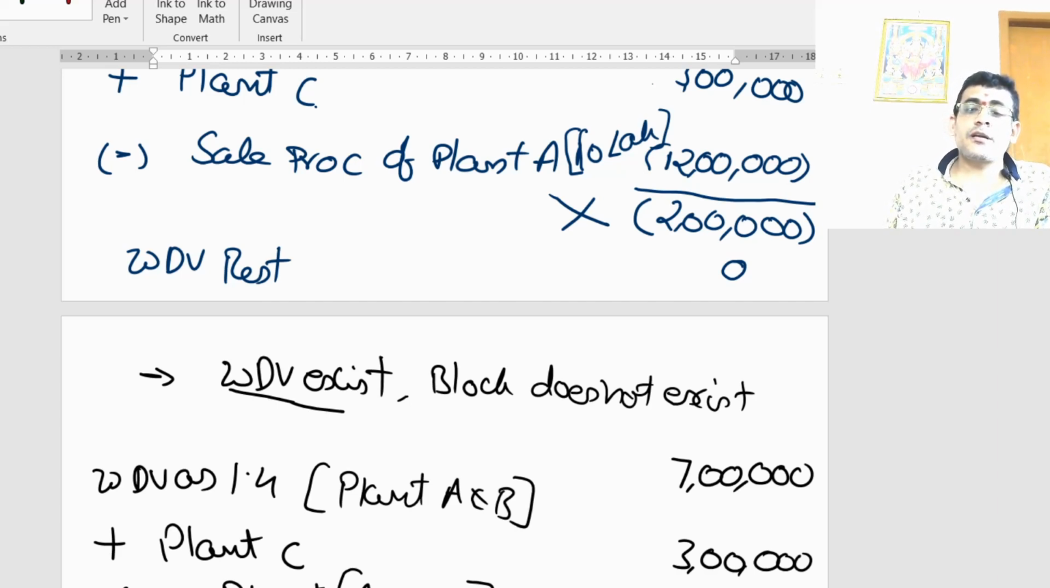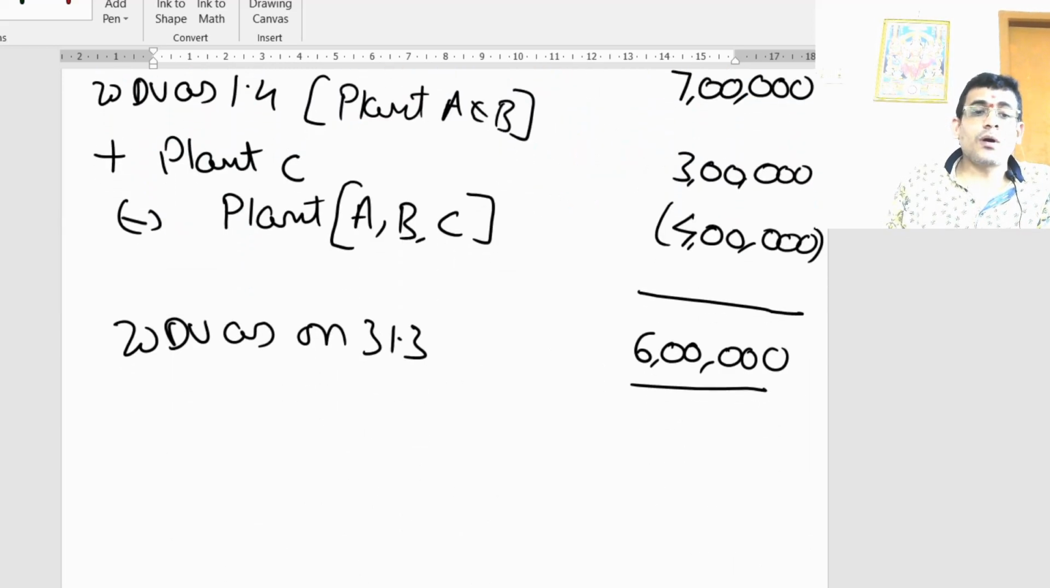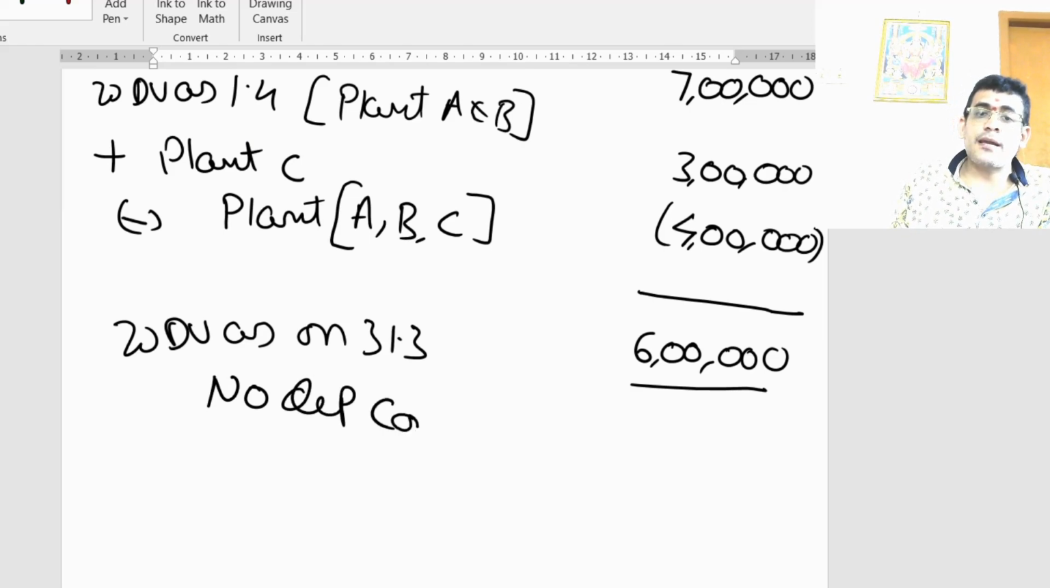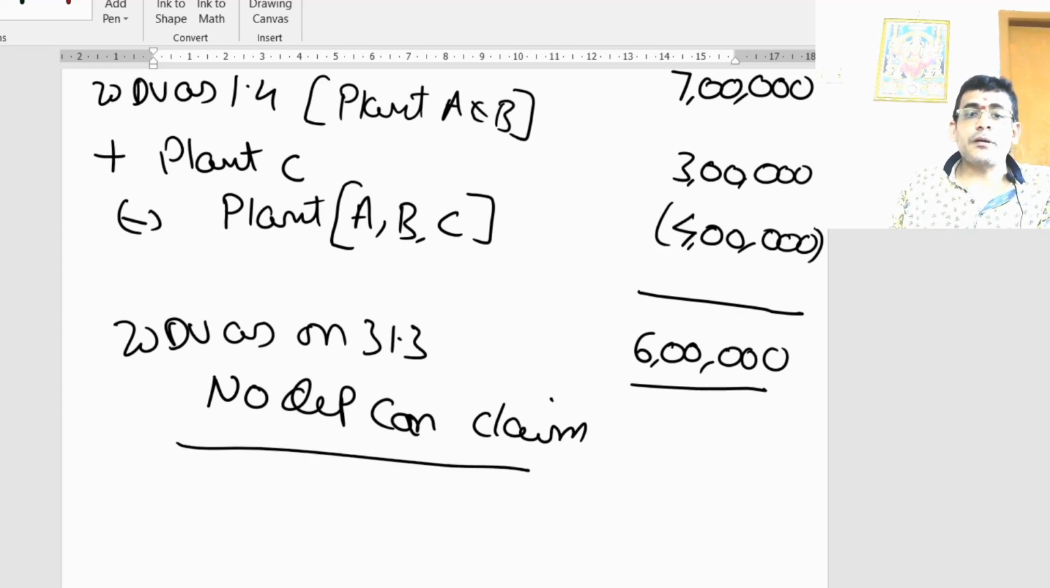So as an exception, in this case, you are not entitled to claim any depreciation. No depreciation can be claimed. You cannot claim any sort of depreciation. That is the meaning of this. Clear? So these are the two exceptions which I had covered.